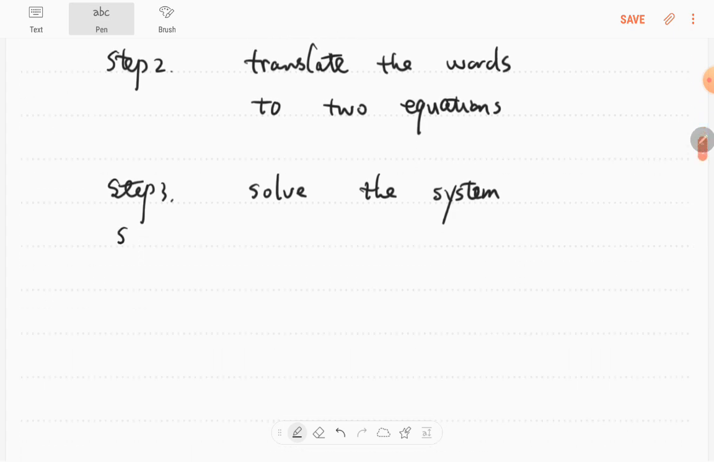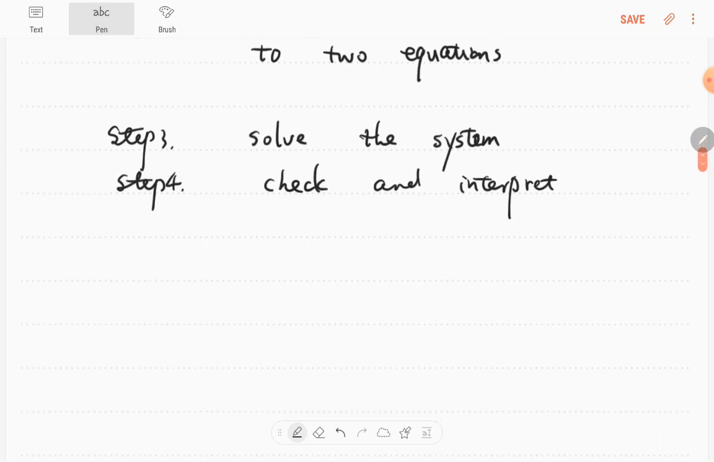Okay. Step 4, because it's an application problem, of course you need to check the answer. Check and interpret your answer. Interpret your solution. Because this is a word problem, an application problem, you need to put your answer into a sentence. Let's check several examples.